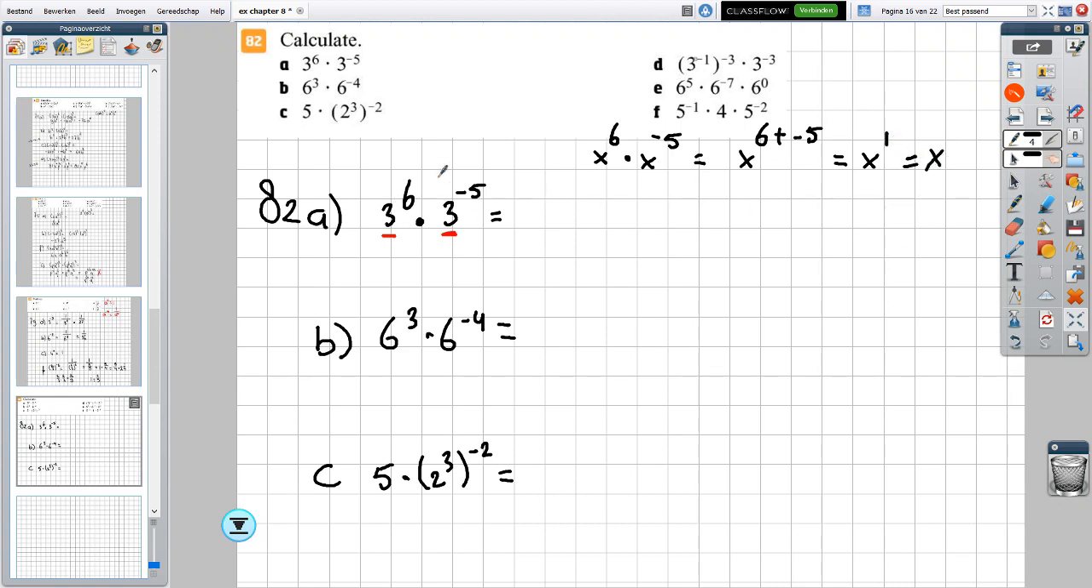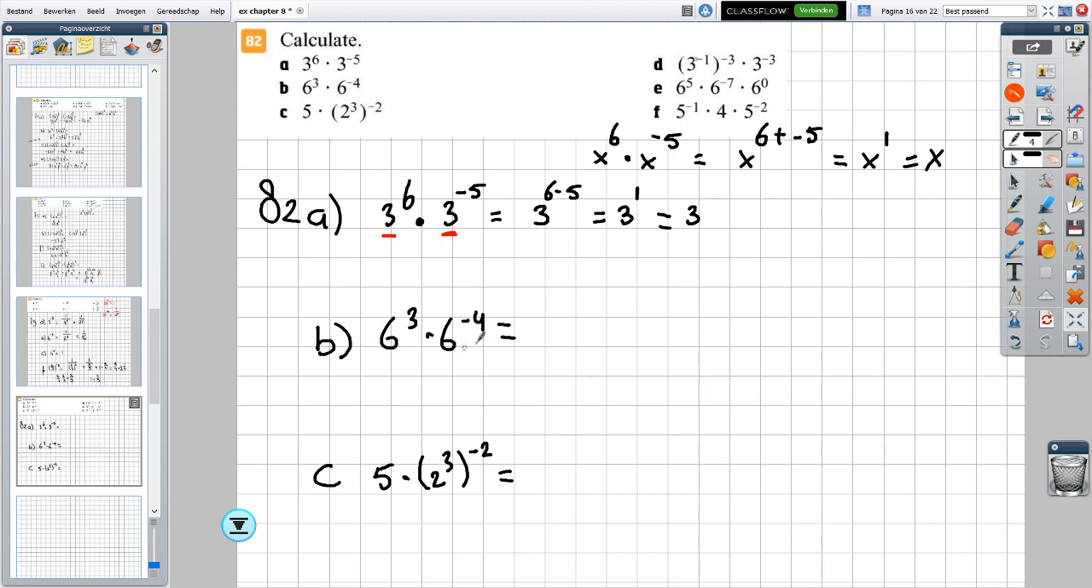The same applies here. What I'm doing right now is saying, well, this is the same as 3. And then do 6. And you can write down plus minus, or just in one go minus 5. That's 3 to the first power, right? What's 3 to the first power? That's just the number itself, 3.